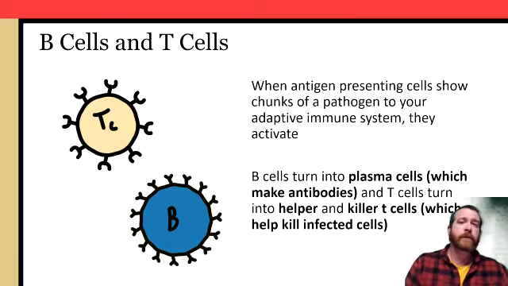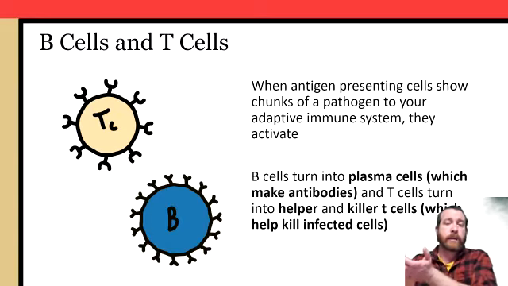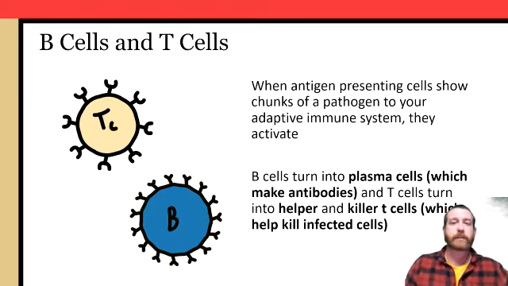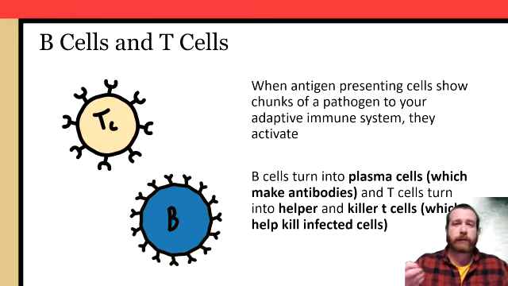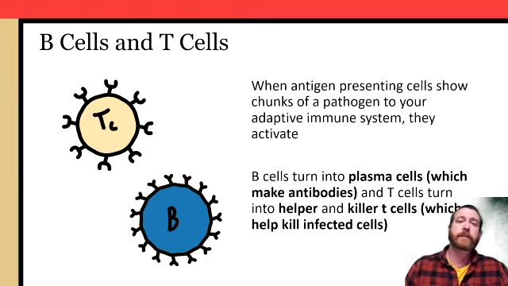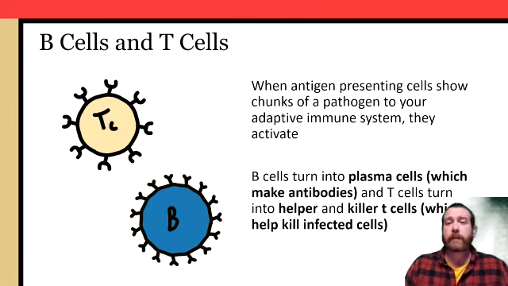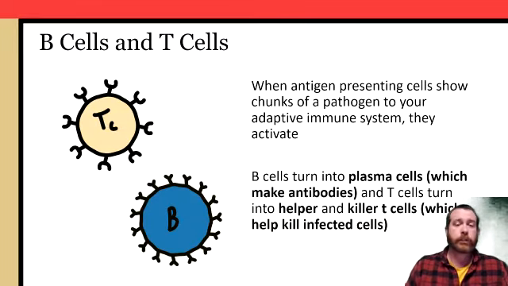When you display a chunk of that pathogen to a B cell, the B cell doesn't go out there and directly start causing damage to that virus. Where T cells are on the front lines attacking and killing infected cells, B cells hang back, and then B cells will change into what's called a plasma cell. So a B cell becomes a plasma cell, and it basically turns into a factory for antibodies. They're going to go out there and generate antibodies.